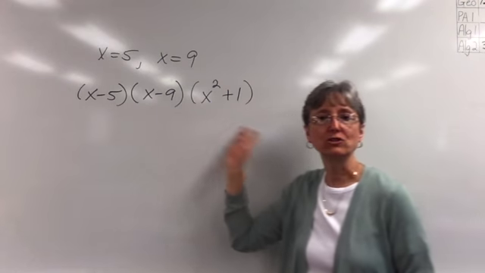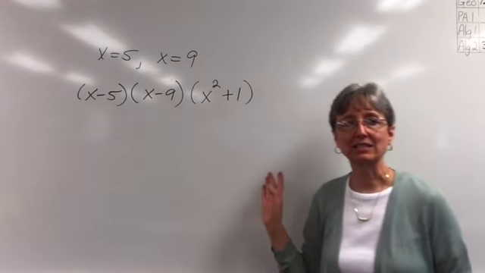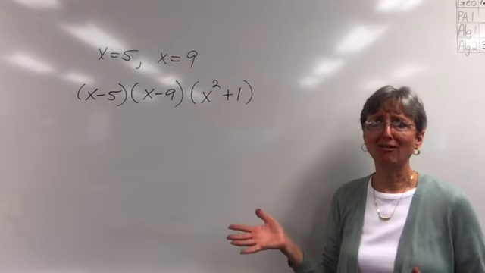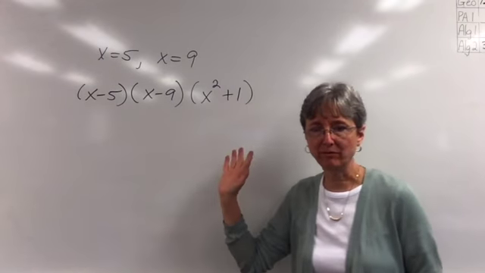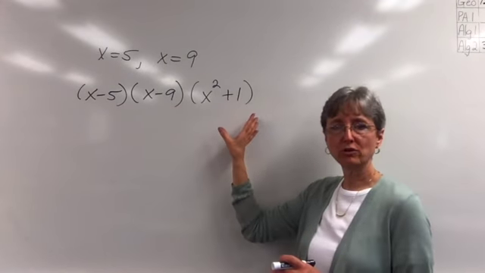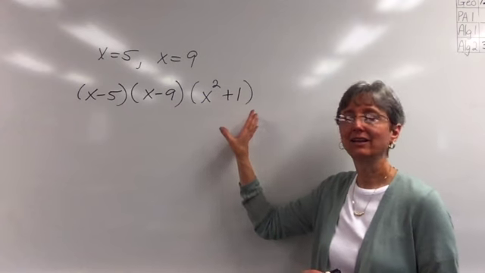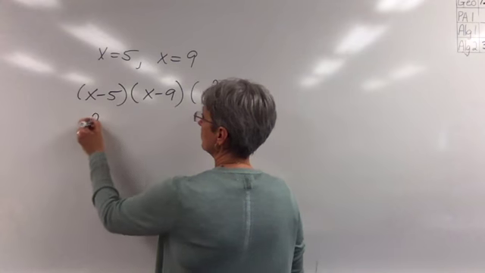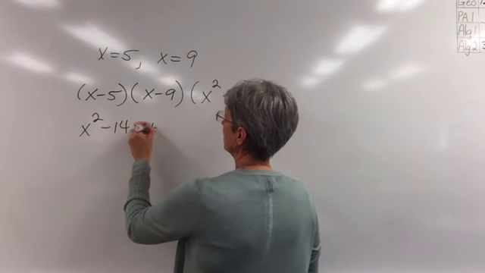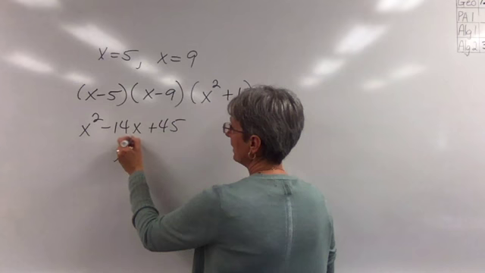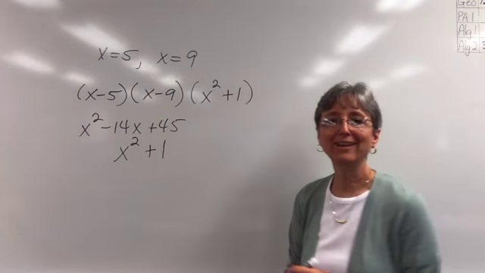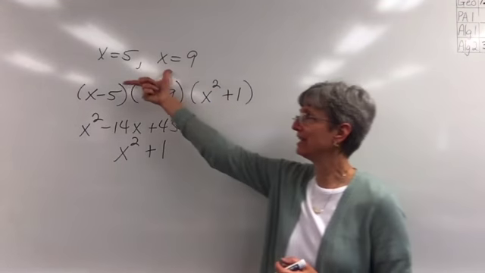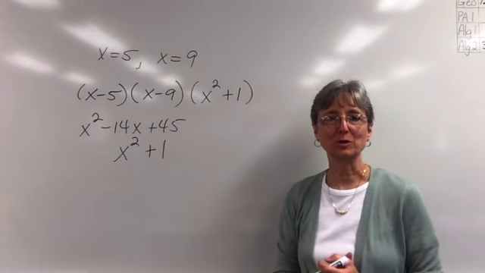Now all I have to do is multiply these things together, which may make you say, what do you mean that's all I have to do? But you've done this kind of stuff before. So I'm sure that you can handle it okay. So first FOIL this. This is x squared minus 14x plus 45, and then multiply that times x squared plus 1, and you'll end up with a fourth degree polynomial with these two real zeros.